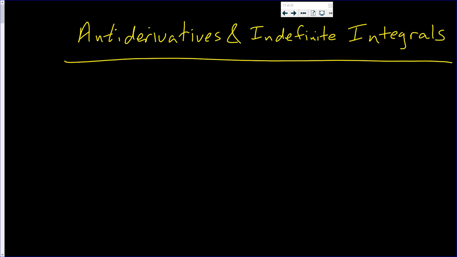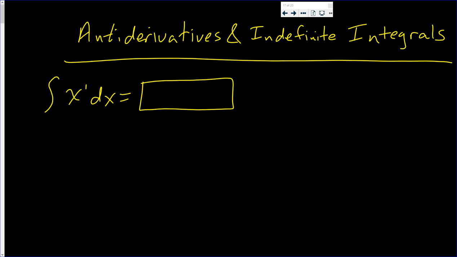In this section, we're going to talk about antiderivatives and indefinite integrals. Suppose we want to know the integral of x dx, x to the 1 dx. Whatever it equals, when I take the derivative of it, I should get back x, because the antiderivative undoes the derivative.